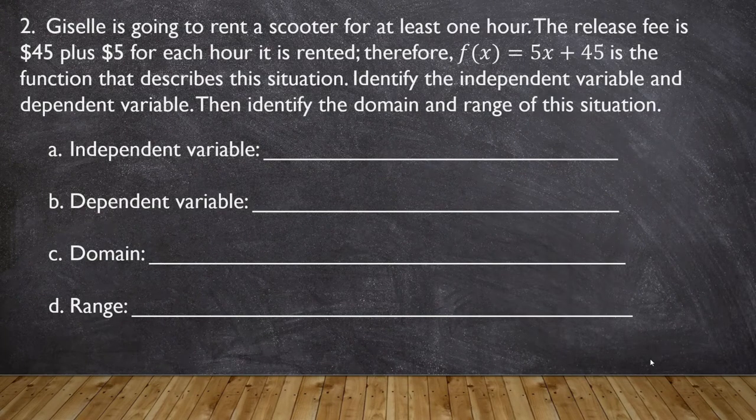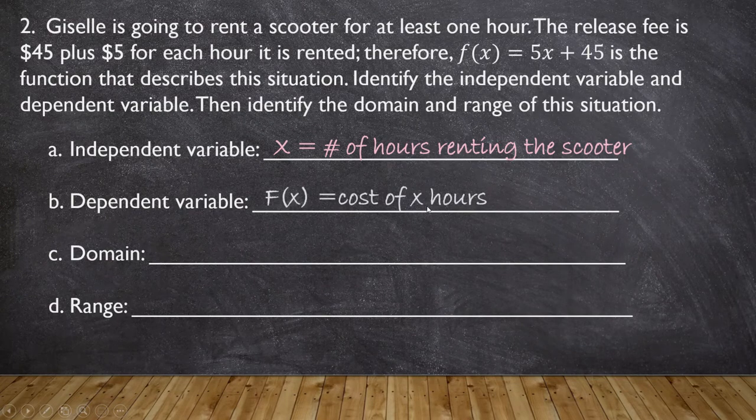So in this case, she's going to choose how many hours she rents the scooter. So our independent variable is number of hours renting the scooter. That's what x is representing. And then the dependent variable is the cost of x hours. In this case, it says for at least 1 hour. Okay, so our domain would be x values greater than or equal to 1. It didn't say that there's a maximum amount of hours, so I don't know if she could rent it for days or not, but we're going to use a domain of x values greater than or equal to 1.